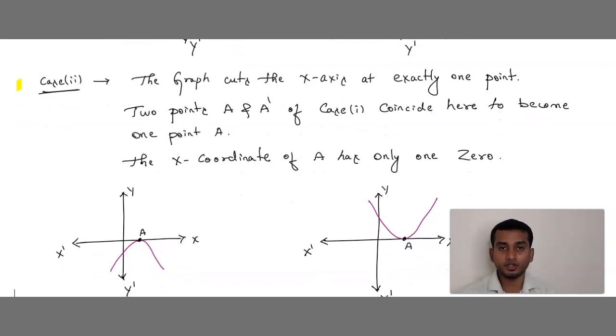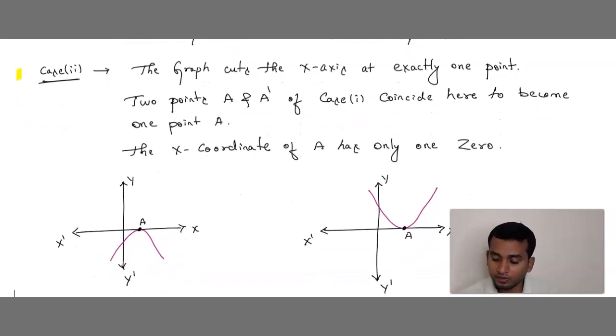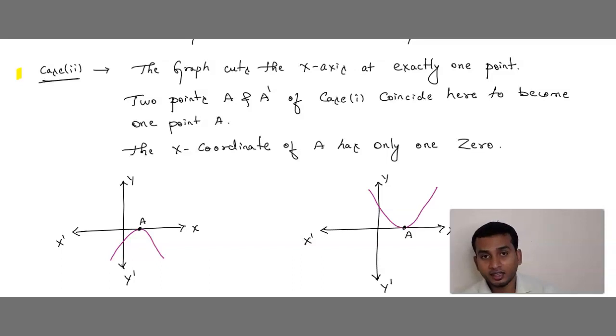Next, in case 2, we can see the graph cuts the x-axis at exactly one point. See, quadratic means we should have 2 zeros, right? But here, as in case 1 we saw A separate and A dash separate, here A dash and A coincide to become only 1 point. But it is still a quadratic polynomial. How many zeros does it have? It has only 1 zero. But the graph is a quadratic graph.